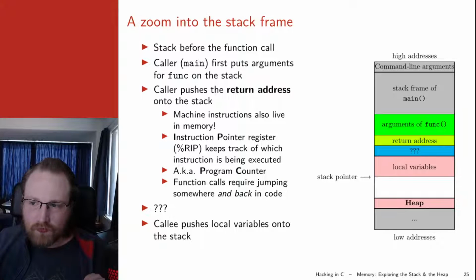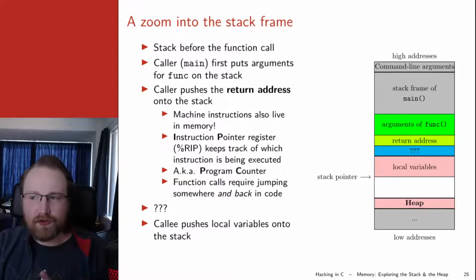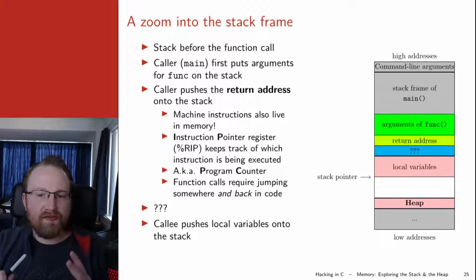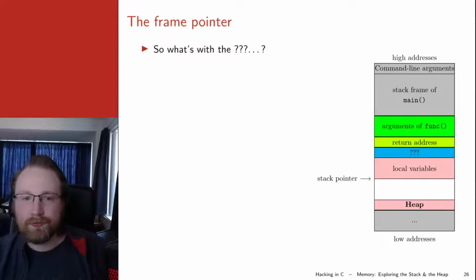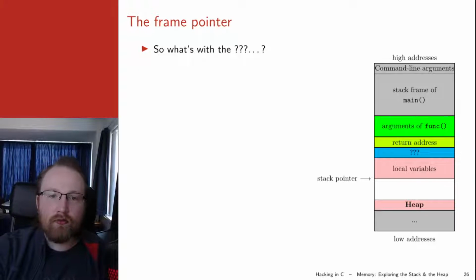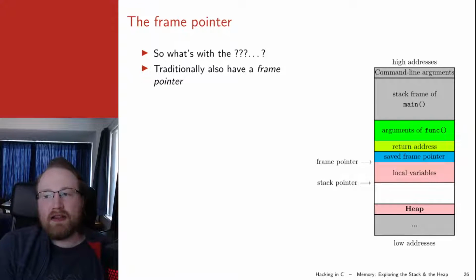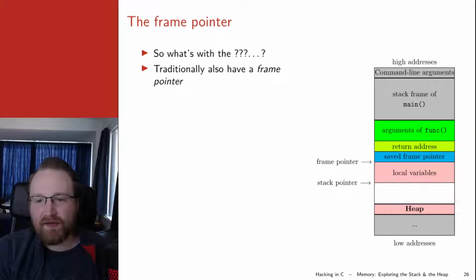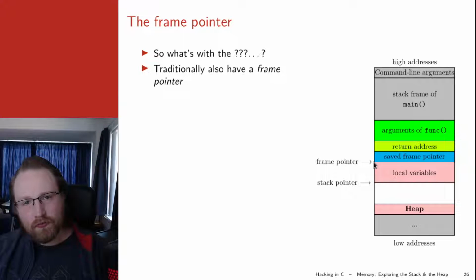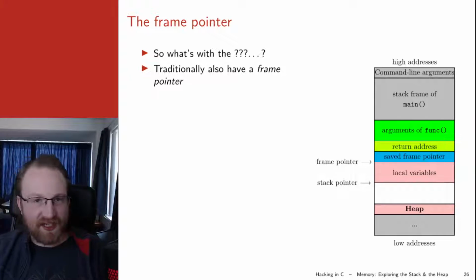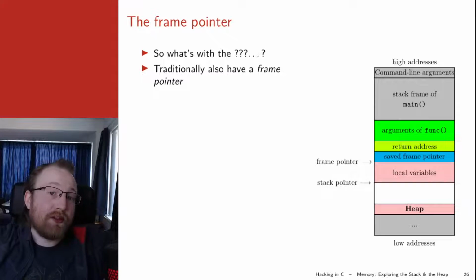Okay, so we now have the arguments, we have the return address, we have the local variables, and we have some question marks. What are these question marks? Well, we used to have a frame pointer. And the frame pointer is the second pointer here that basically points to the bottom of the current stack frame. Again, bottom in this case means the highest address because our stack is growing downwards.